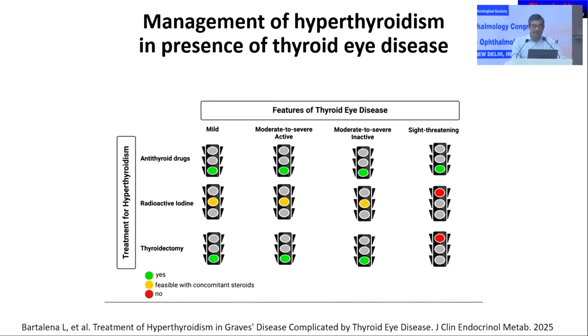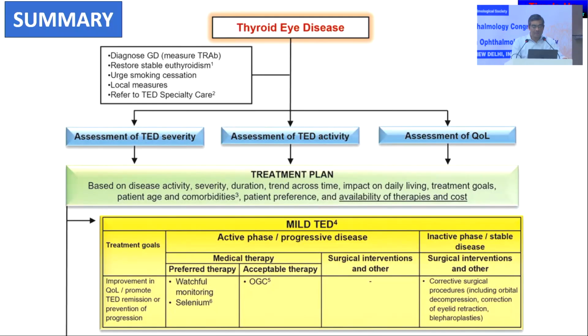For management of hyperthyroidism in the presence of thyroid eye disease, if the patient has moderate to severe active disease, radioactive iodine is to be avoided. In mild inactive disease, radioactive iodine ablation can be used as a permanent treatment modality under steroid coverage. Antithyroid drugs can be used in any situation.